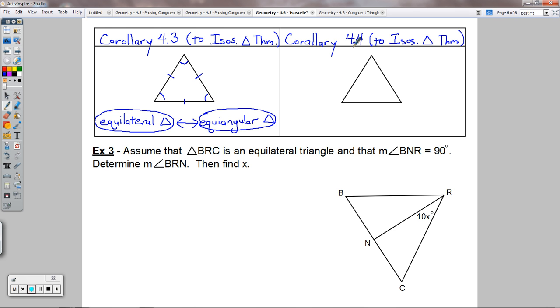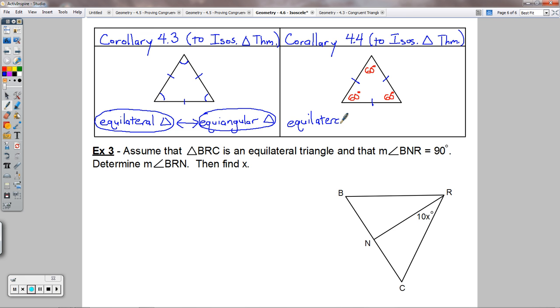And then for corollary 4.4, we start with an equilateral triangle. That implies that these measures are all 60 degrees. And I think that follows directly from what we said here too. If they're equiangular, they all have to be the same. It's just 180 divided by 3.